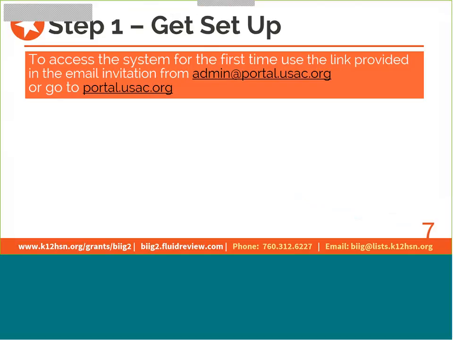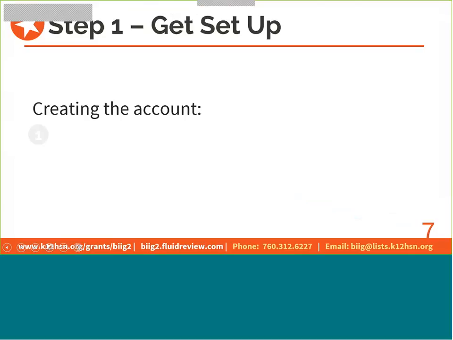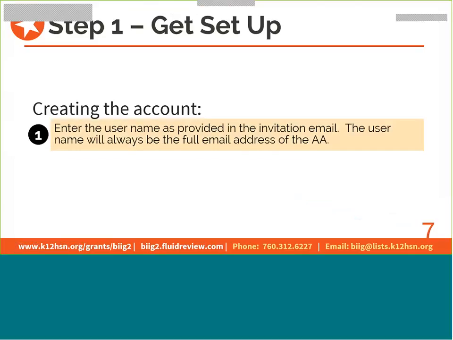If you happen to receive the invitation email, and that email would come from admin@portal.usac.org, then you can simply click the link in that email and use the username that was provided in that email. If you did not receive an invitation email, you can simply navigate to portal.usac.org. To create the account, you would first enter your username as it's provided in the invitation email, or the name that you requested to have the account administrator changed to. It will always be the full email address.